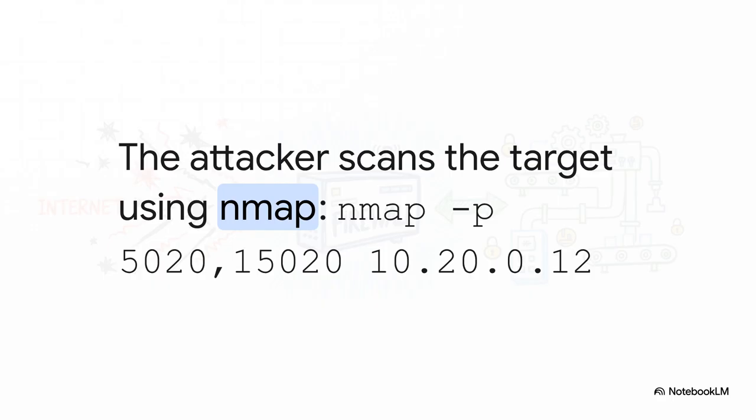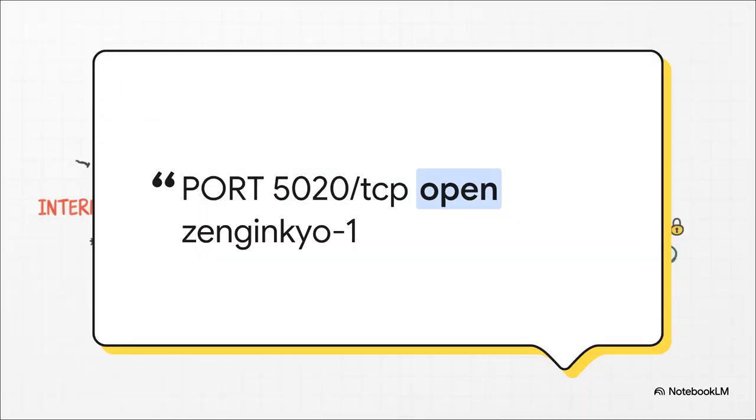And they're not just rattling random doors. They are specifically checking port 5020, which is the default, well-known port for Modbus. And there it is. Jackpot. The scan comes back with the two words an attacker loves to see: port open. They didn't just find an unlocked door. They found the main entrance wide open with a welcome mat out front.